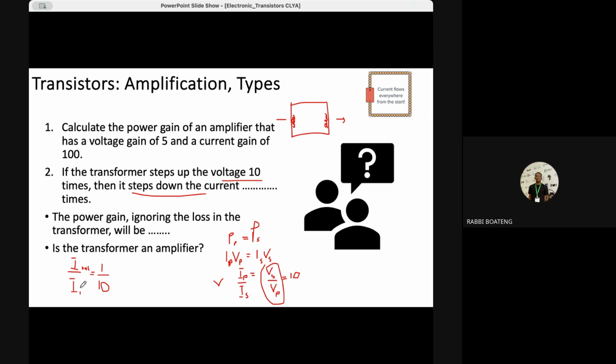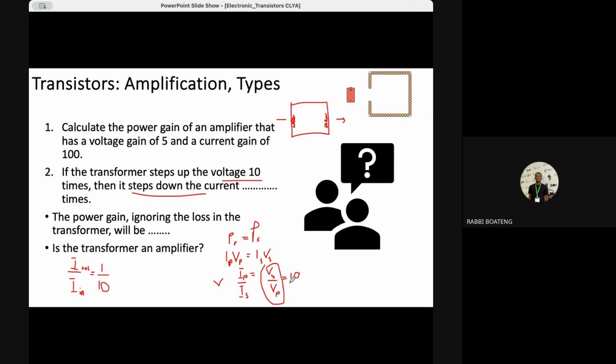This is my input down here. Am I confusing you, or do we understand? In terms of amplification, continue. Yes, in terms of amplification, it is the current output over current input. In terms of transformers, if we are calculating, it is IP over IS. Is that okay? And we can relate that one to voltage, which is Vs over Vp.